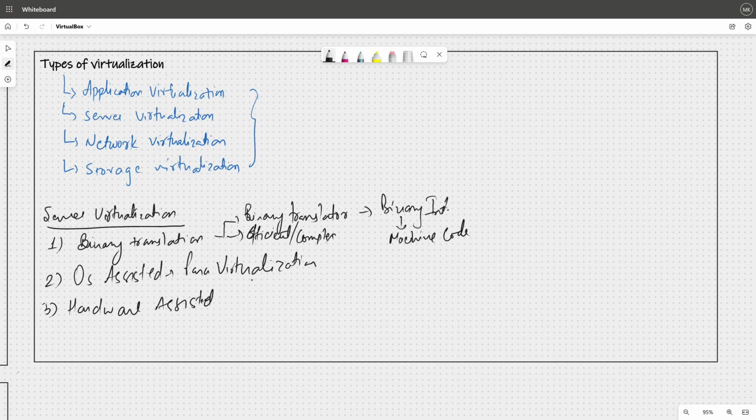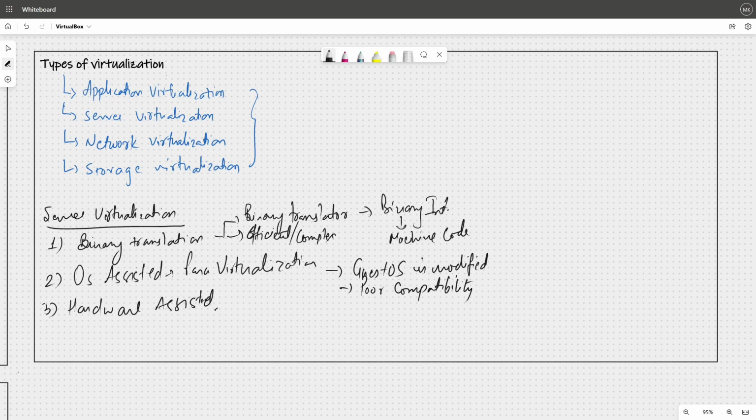Second is OS assisted or para virtualization. In this case, the guest OS is modified. That is the operating system which is actually virtualized. The problem is that it has poor compatibility, because you are modifying your guest operating system, so it might impact some of the applications working on top of it. That's why it has poor compatibility.